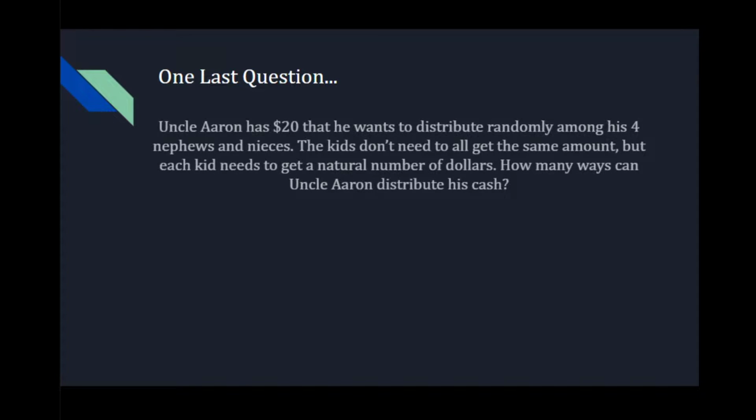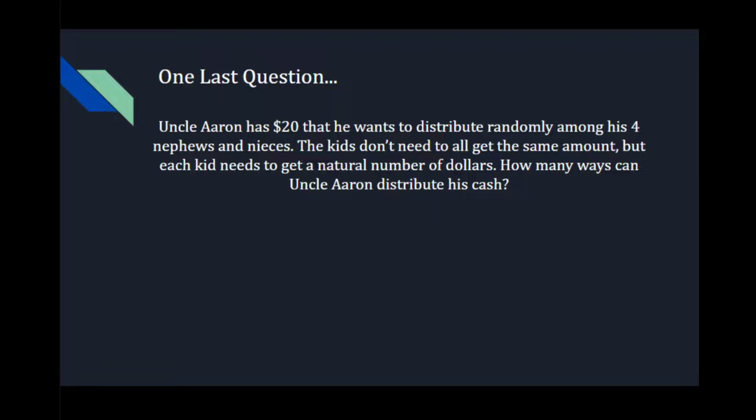This one might not seem related at first. I promise you it is. Uncle Aaron has $20 that he wants to distribute randomly among his 4 nephews and nieces. The kids don't all need to get the same amount, but each kid needs to get a natural number of dollars. How many ways can Uncle Aaron distribute his cash? In case you don't know, natural numbers are like the traditional counting numbers, 1, 2, 3, basically integers greater than or equal to 1. I'd encourage you to pause the video, try to work it out for yourself first. If that's not your style or if you're done, here's the answer.